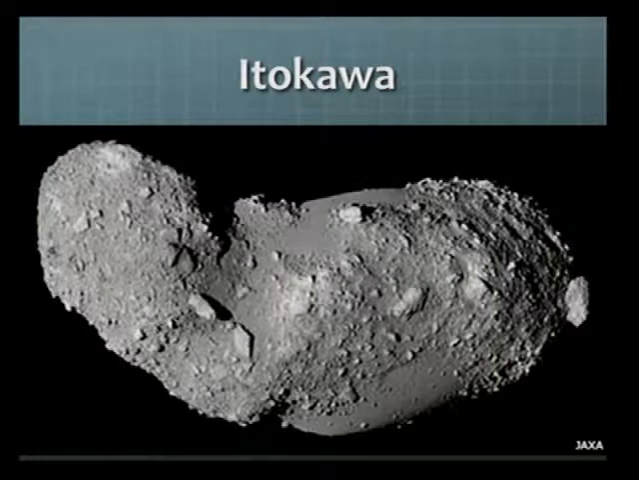This is the kind of pictures we hope to get. This was a Japanese mission to an asteroid called Itokawa, and very strange features on it. Asteroids are not like planets. They aren't pulled into spheres necessarily.